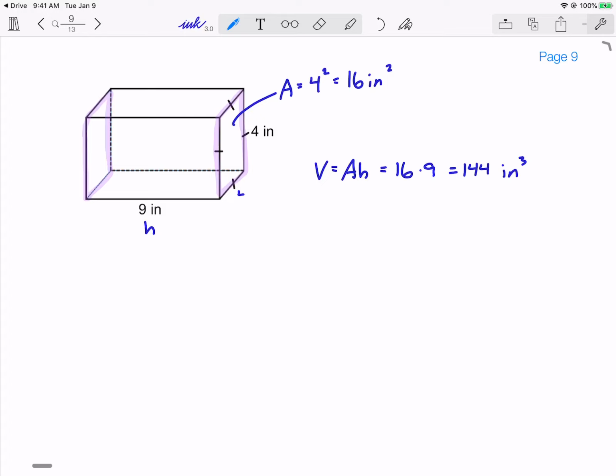Now, something you might see with boxes, prisms, I like to call these one boxes because these are your classic box. You can also just find your volume by multiplying length times width times height. And who cares what you call length, width, and height? You're just multiplying the length of all three of those distinct sides. And that would give you 144 as well.